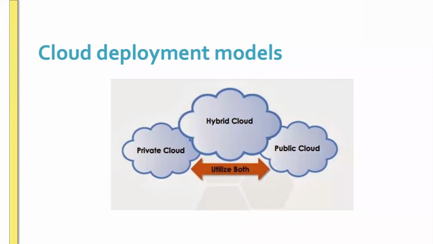When it comes to deployment model, there are four types of model: public, private, hybrid, and one more type. Does anyone know here what is the fourth type? Apart from what you see on the screen, there is one more type.